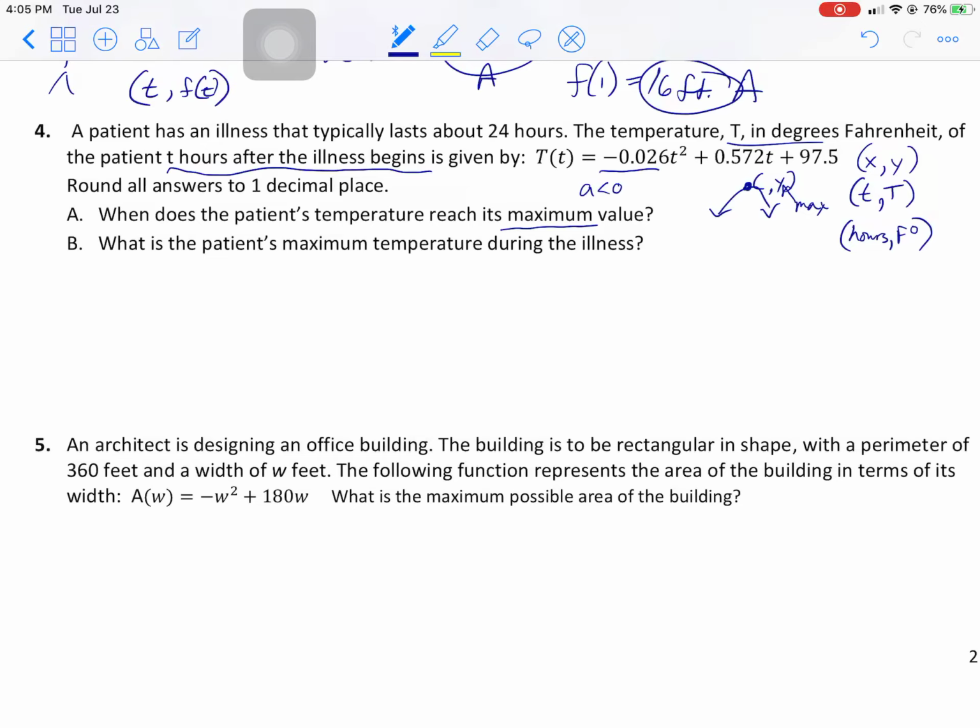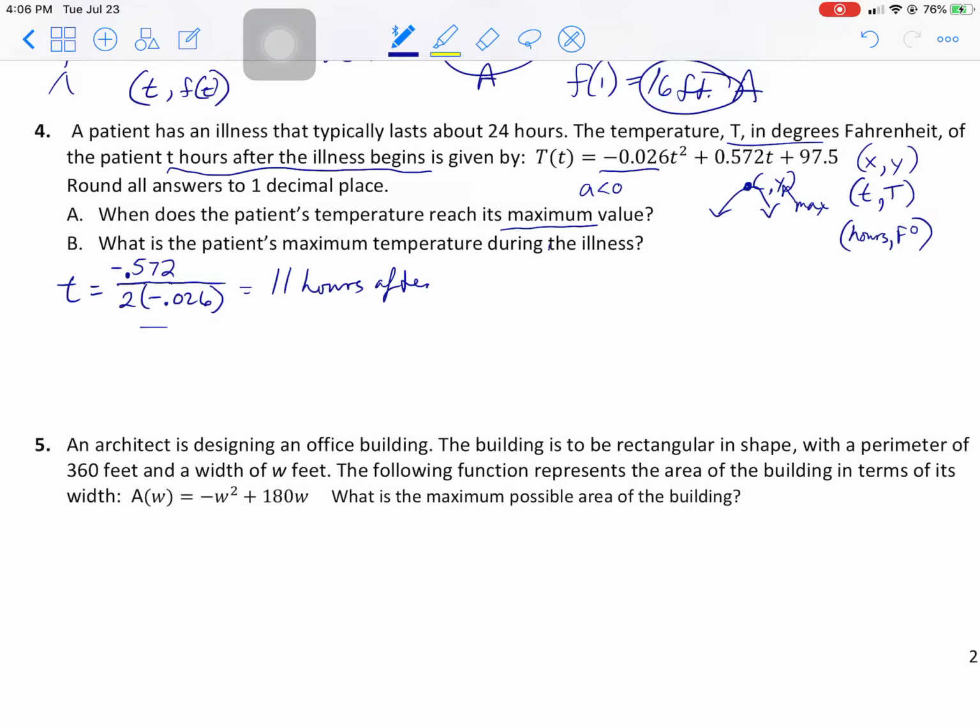So I need the vertex formula. You can write it here, you can write it as x or whatever you want to do, but either way it's negative B, so the B is a positive 0.572 in this case, over 2 times A, which is a negative 0.026. Make sure you're multiplying first on the bottom, and then that top number divided by a negative is going to come out to 11 hours after illness begins. All right. Sorry, just looking at 10 different things at one time.